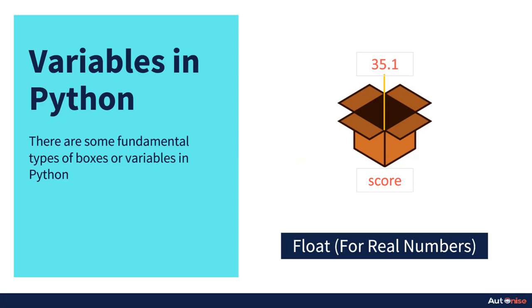The 35.1 is a real number. You can see this number on the real line. And to save these real numbers, we use a float type of box. So here we have the name of the box as score and the value present inside that box is 35.1. And the name of this type of box is float.